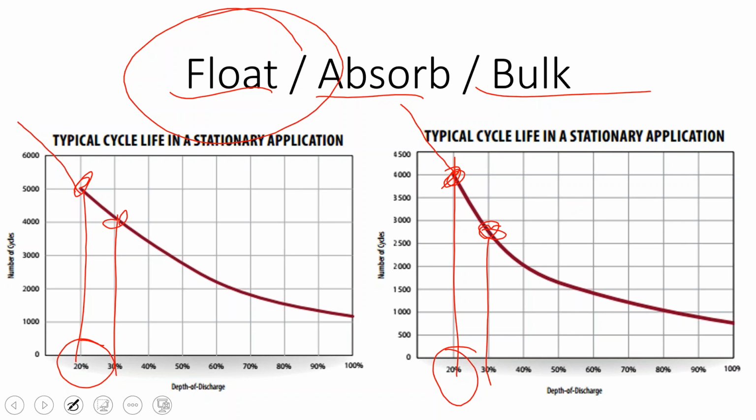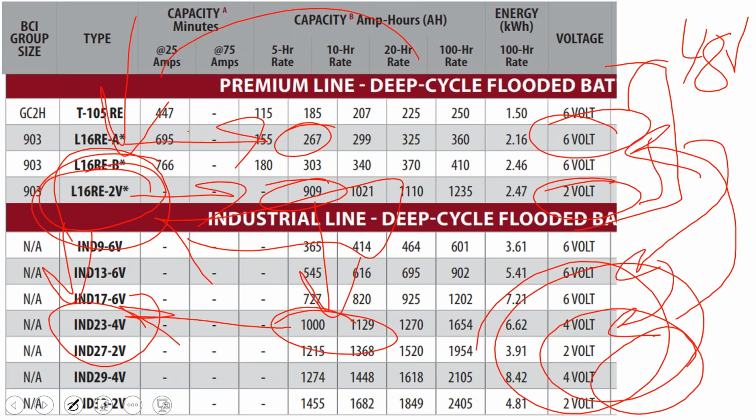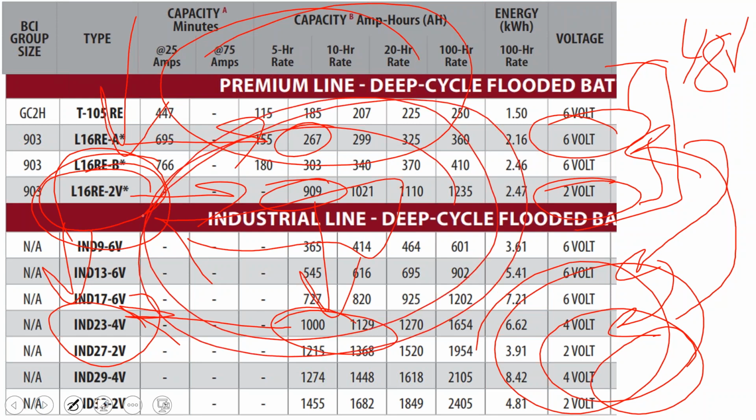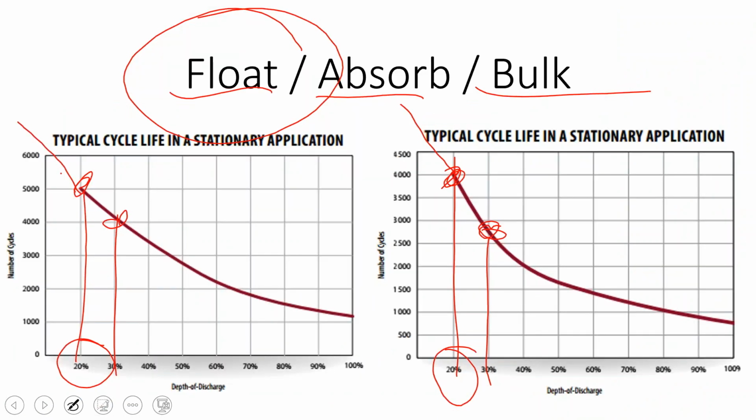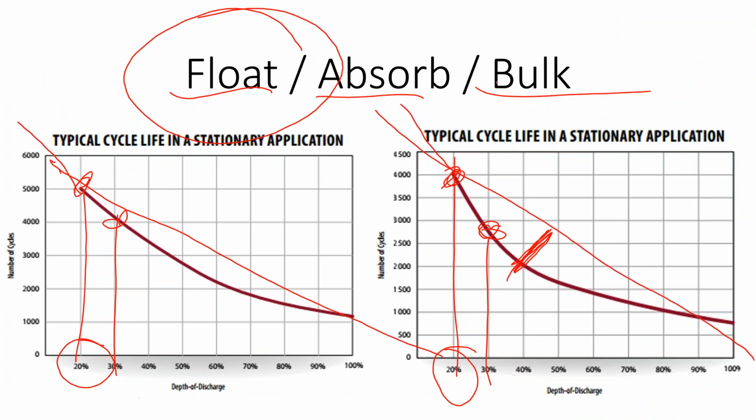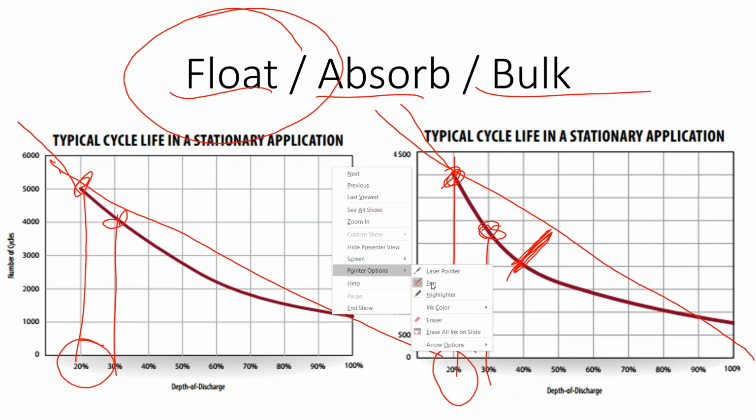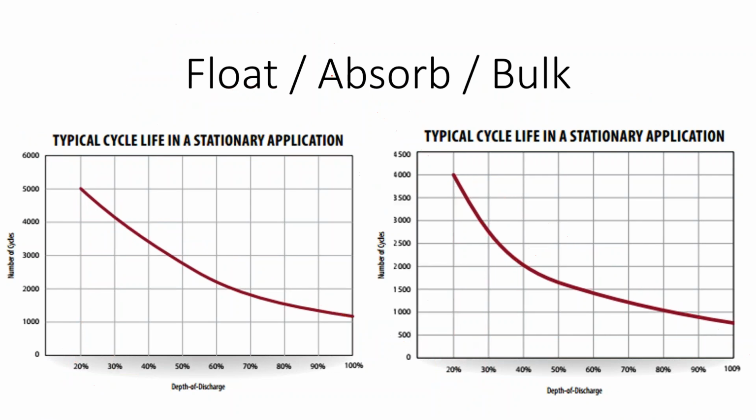Well, look, there's a couple of things going on. These are actually charts for 2 different lead acid batteries. One is for this premium line, and the other is for this industrial line. And what we see is the industrial line battery is much more flat than the premium line battery, where we have much more of a bow in that battery. And what this is referring to is the float, absorb, bulk phase, where the bulk phase is all the way down past this inflection point.